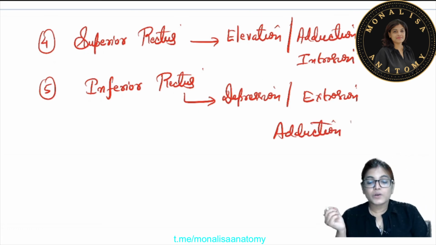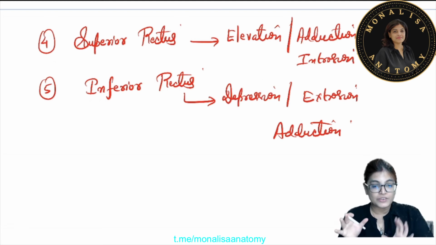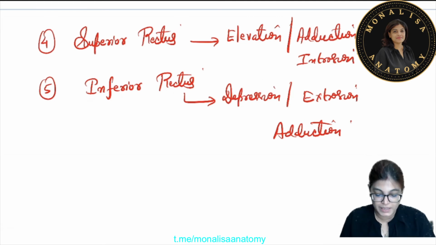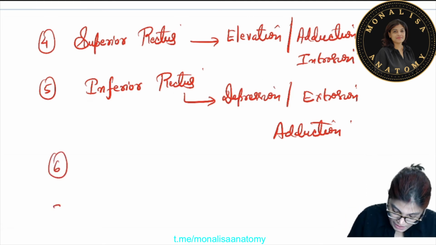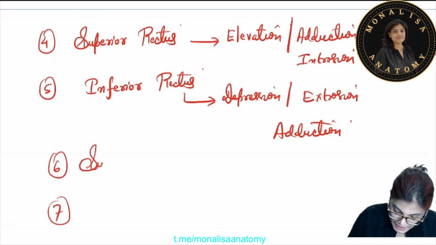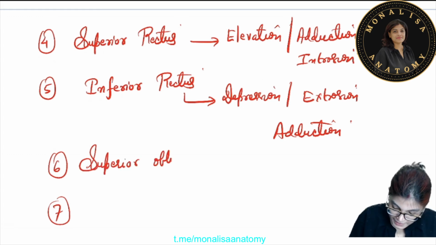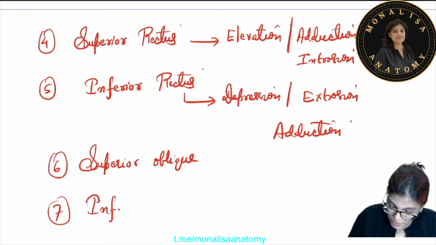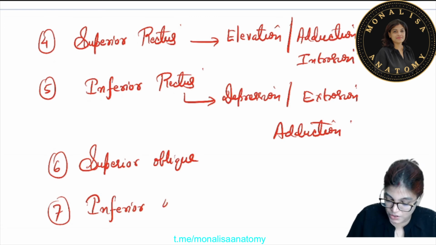So what can you say about these 2 muscles? The superior rectus, according to its name, is only causing elevation, and the inferior rectus depression. The rest, that is adduction and intorsion, is just opposite to its name. Now the 2 oblique muscles, superior and inferior oblique: both of these muscles are performing the action just opposite to their name.